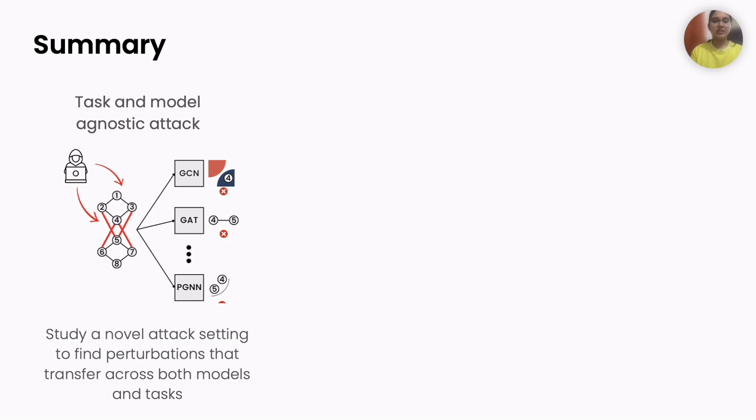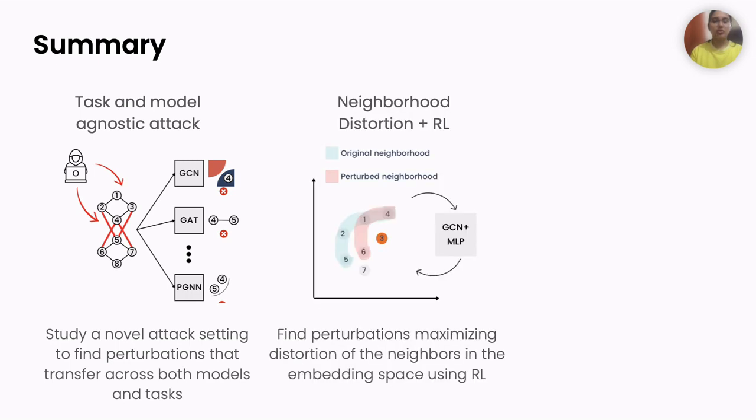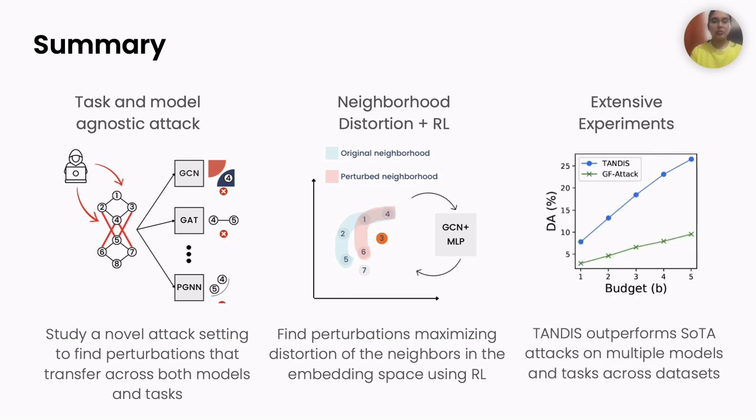In summary, we design a task and model agnostic adversarial attack on graph neural networks. We use the idea of neighborhood distortions learned via reinforcement learning, and we conduct extensive experiments to prove the efficacy of our method.